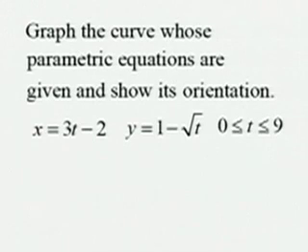We want to graph the curve whose parametric equations are x equal to 3t minus 2 and y equal to 1 minus the square root of t. We're going to do that for t between 0 and 9.